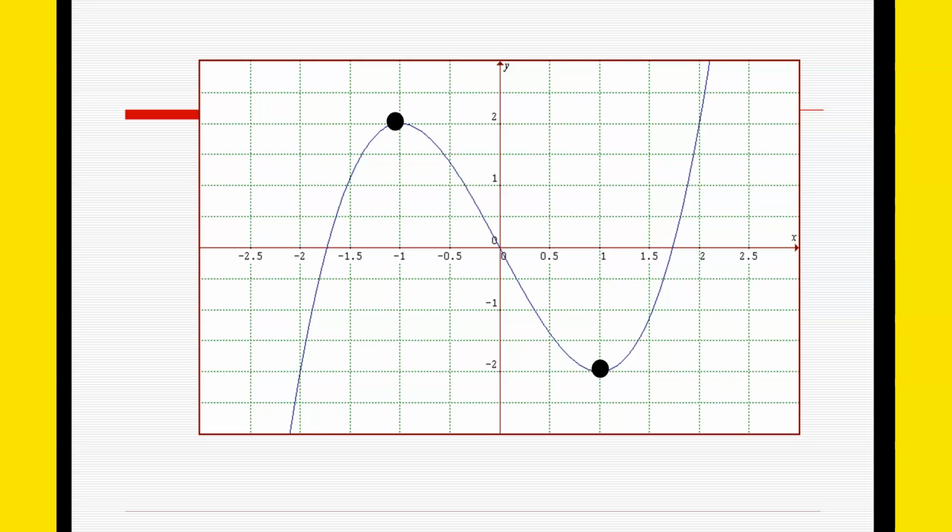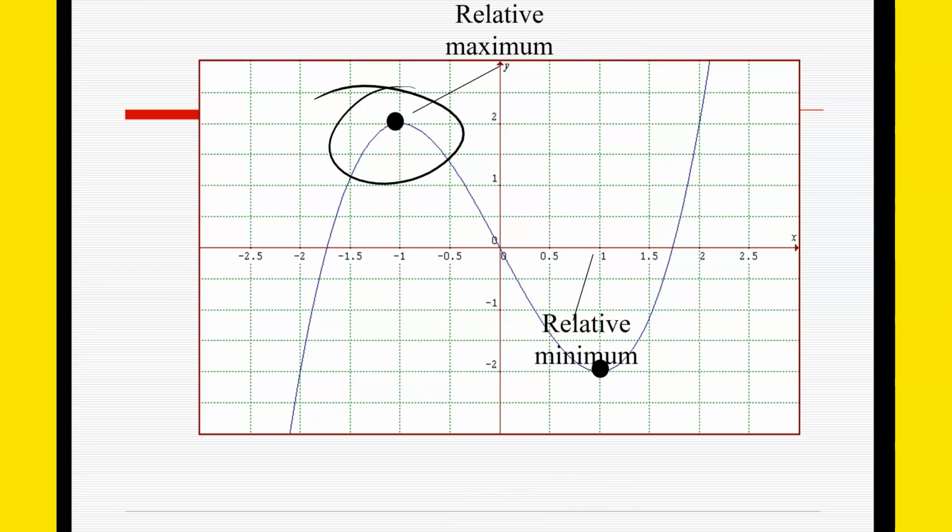All right, looking at this one, give me the local or relative extrema. Like give me the local maximum. The local maximum is right here. So the easiest way to do that is to give it as an ordered pair. Just say the local maximum is -1, 2. Okay? And the local minimum is right there, or relative minimum, is at 1, -2.